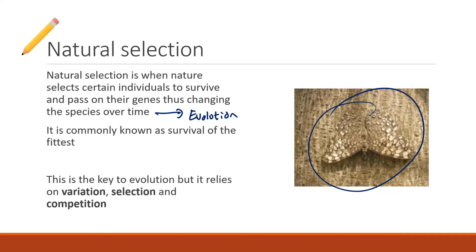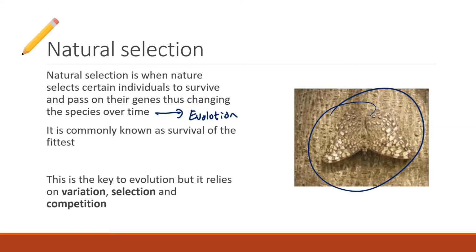So what causes evolution? This is the key to evolution, but it relies on three things. It relies on variation, selection, and competition. Variation being that you need to make sure that you're making children, they're a little bit different than you. Maybe they're a darker color orange, maybe they're a lighter, maybe they're a different color green. Maybe your children are bigger than you, maybe your children are smaller than you. You have to have a variation. You can't just keep making children that are exact copies of you, because otherwise you can't evolve, you can't deal with what nature throws at you.